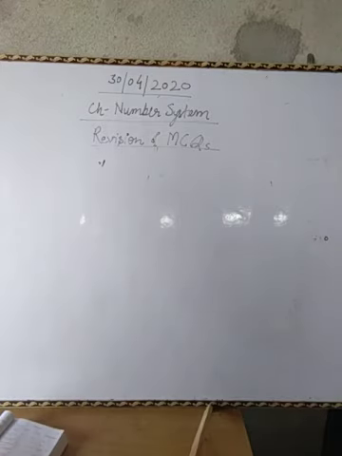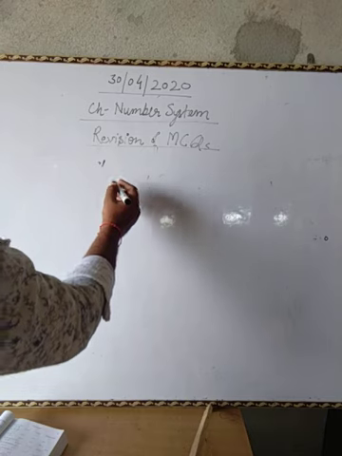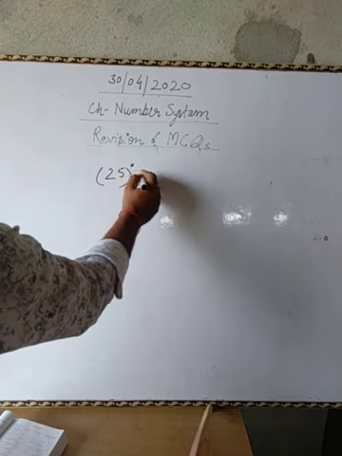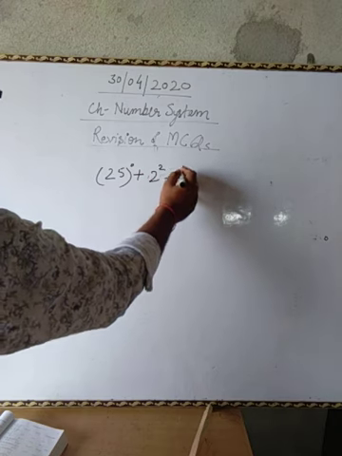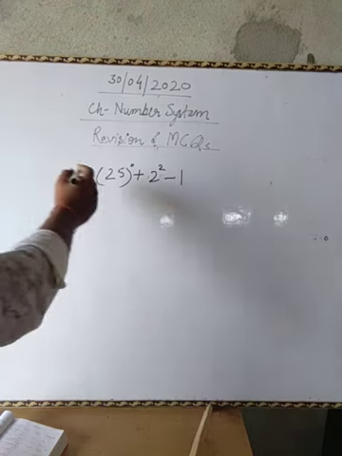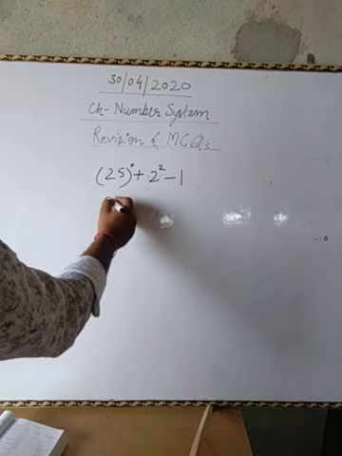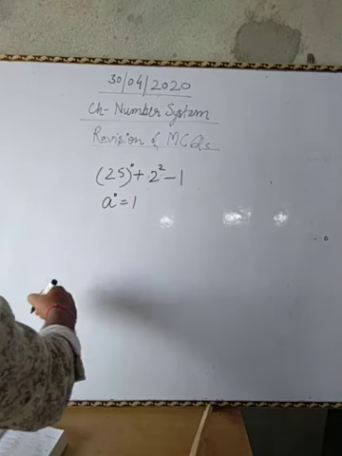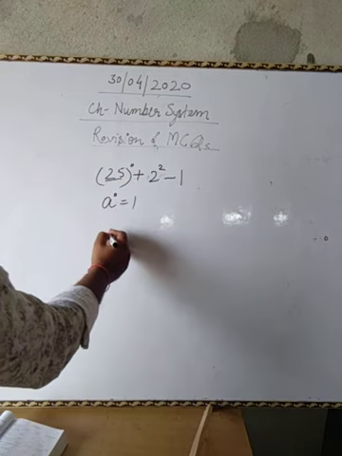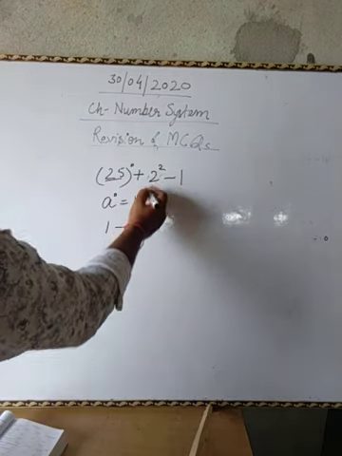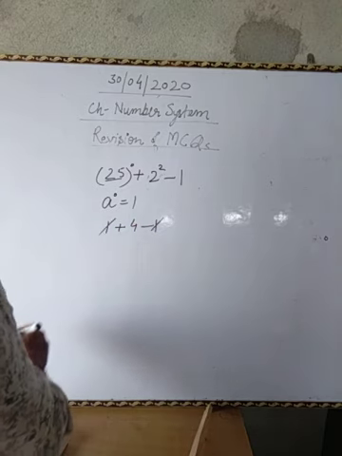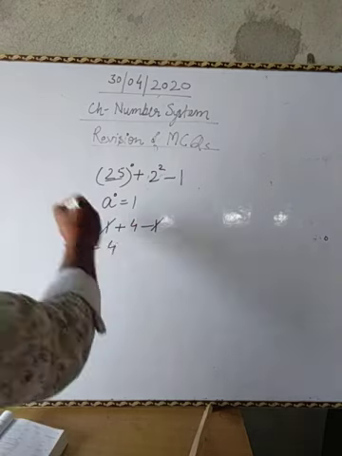Like a question: 25 to the power 0 plus 2 square minus 1. What should be the result? I hope there is a formula: a power 0 equals 1. Here a means 25, so 25 power 0 means 1. The square of 2 means 4, and this is minus 1. Minus 1 plus 1 cancelled. So the result is 4.